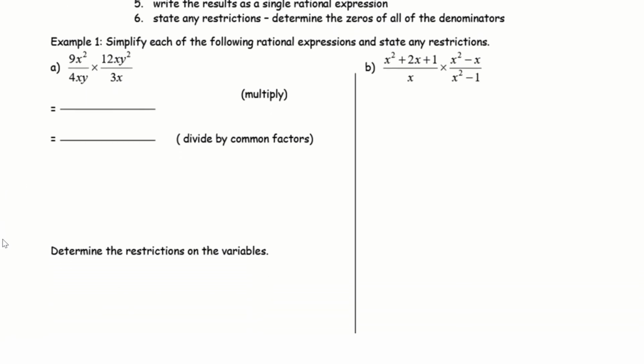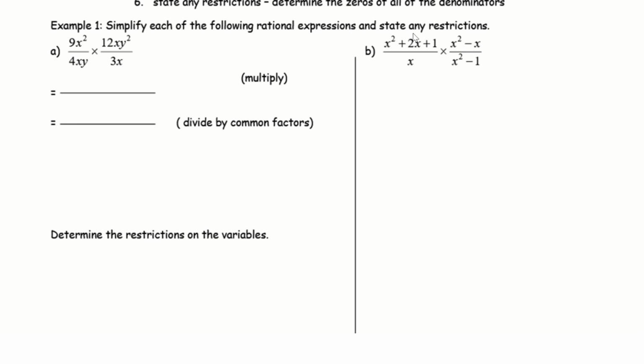So simplify each of the following rational expressions and state any restrictions. So this one we call them monomials, no adding, subtracting of terms. So for multiplying, we just times the numerator times denominator. So 9x squared times 12xy squared, then 4xy times 3x. After that, we are going to just divide out all the common factors.